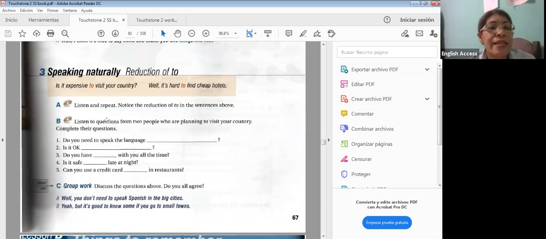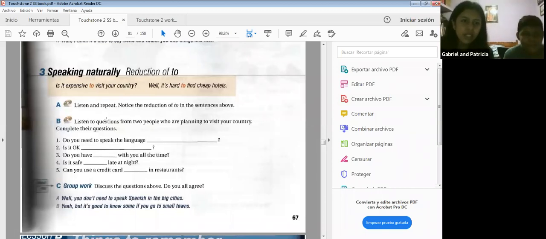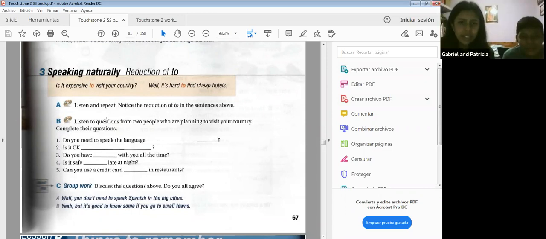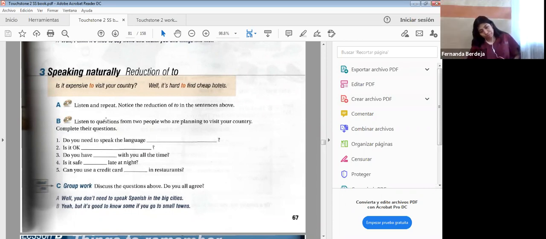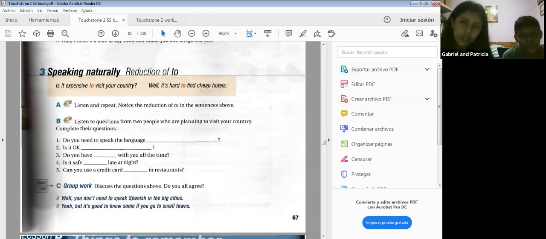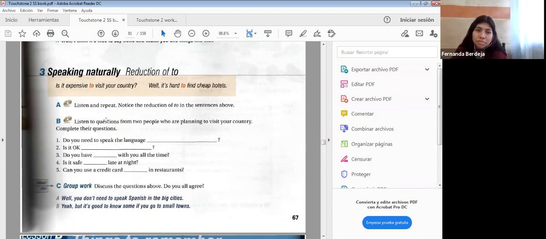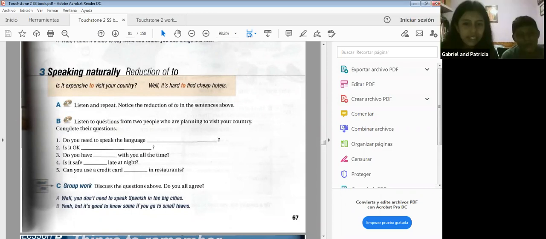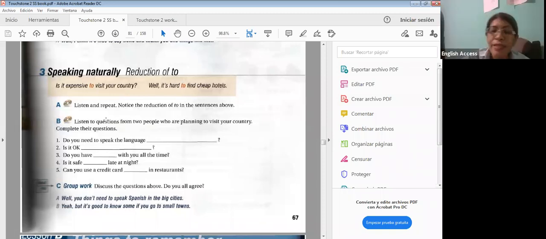So let's begin. Is it expensive to visit your country? Well, it's hard to find cheap hotels. Okay, so one more time. Is it expensive to visit your country? Well, it's hard to find cheap hotels. Hotels. Okay. Well, now let's pay attention to the exercise B.